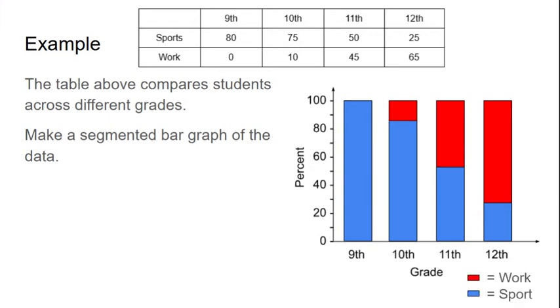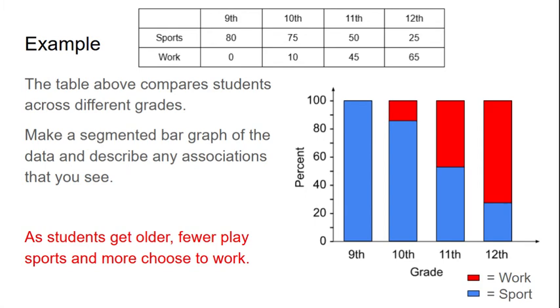Now, always a good idea to include a scale, or some sort of key, I should say, to denote which section represents which activity. And from this graph, with a nice key, we can determine any associations that we see. And I hopefully can agree that as students get older, we see that blue section shrink and that red section get larger. Therefore, fewer students are choosing to play sports and more are choosing to work.